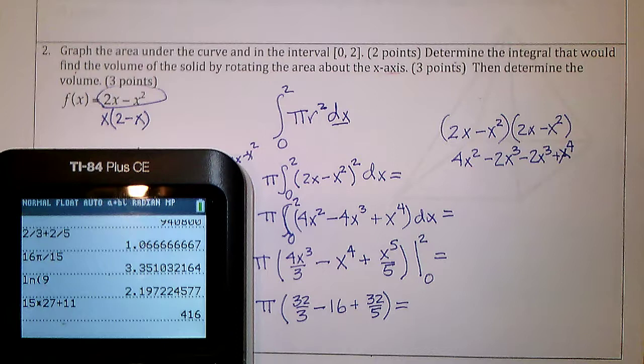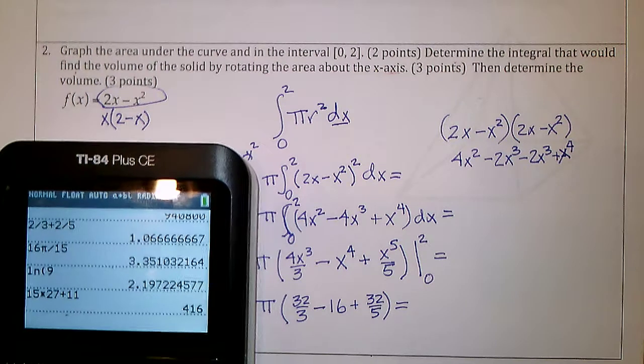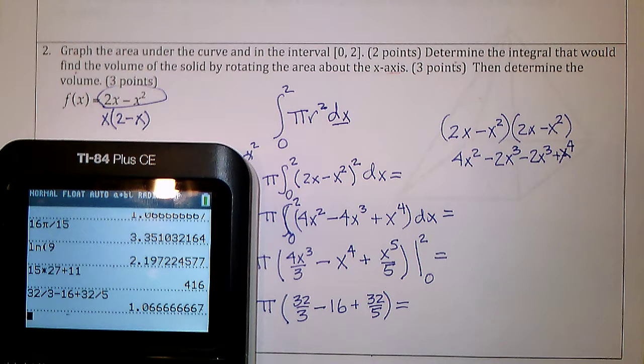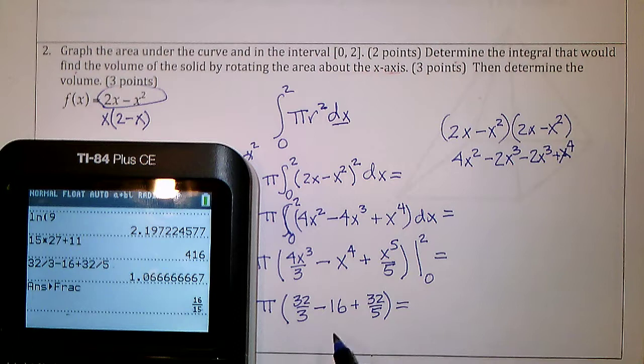which, if you have trouble with the fractions, keeping them in order, you can just type this all in the calculator, second pi. Now let's clear this. Let's do 32 divided by 3 minus 16 plus 32 divided by 5. Enter. And then we can change it to a fraction by Math, Enter, Enter.